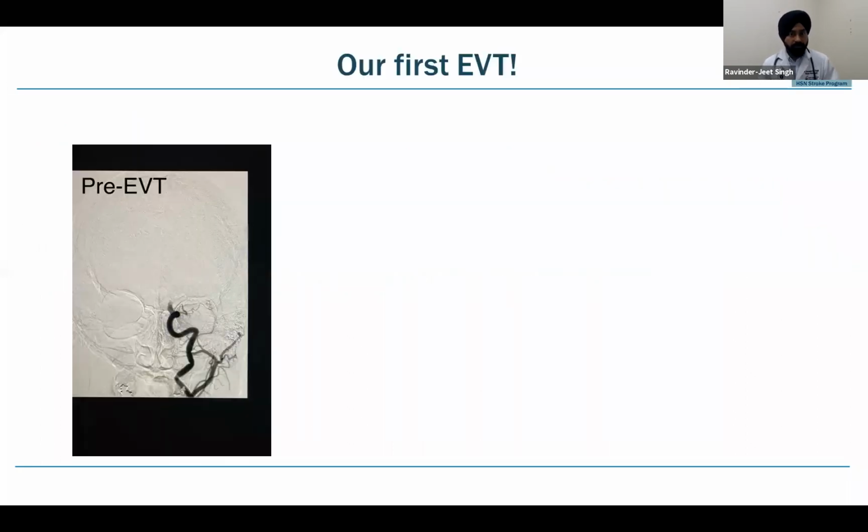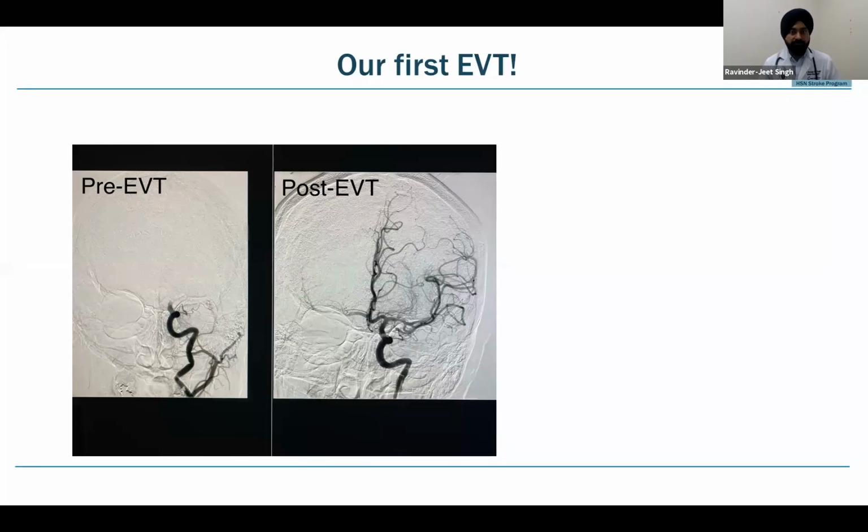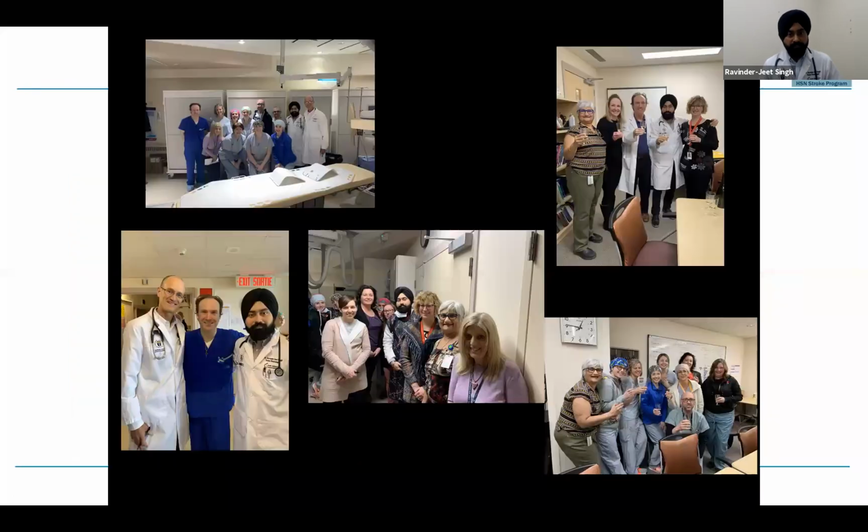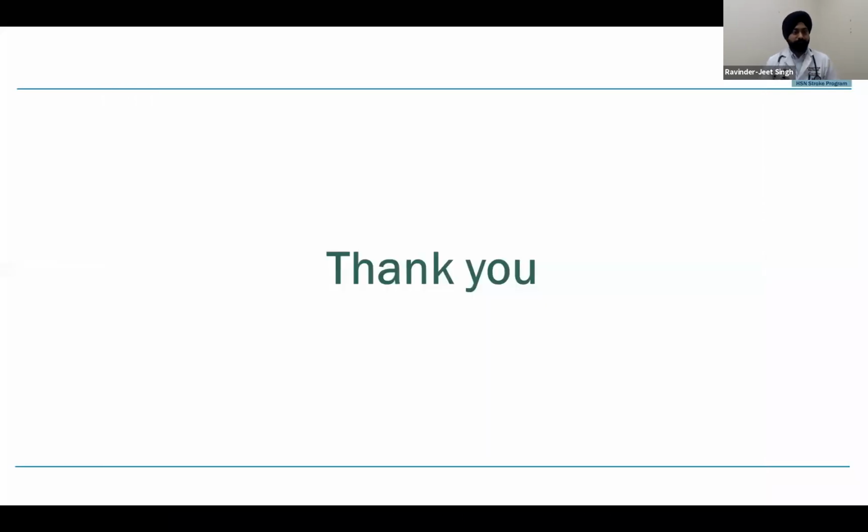And on a side note, we did our first EVT and we celebrated our 1 year. This was in February 2020, when we started the endovascular thrombectomy, and this was our first case. And we are very delighted that the program is expanding. We have still limited our service, but hopefully this year we'll probably go 24/7. Thank you.